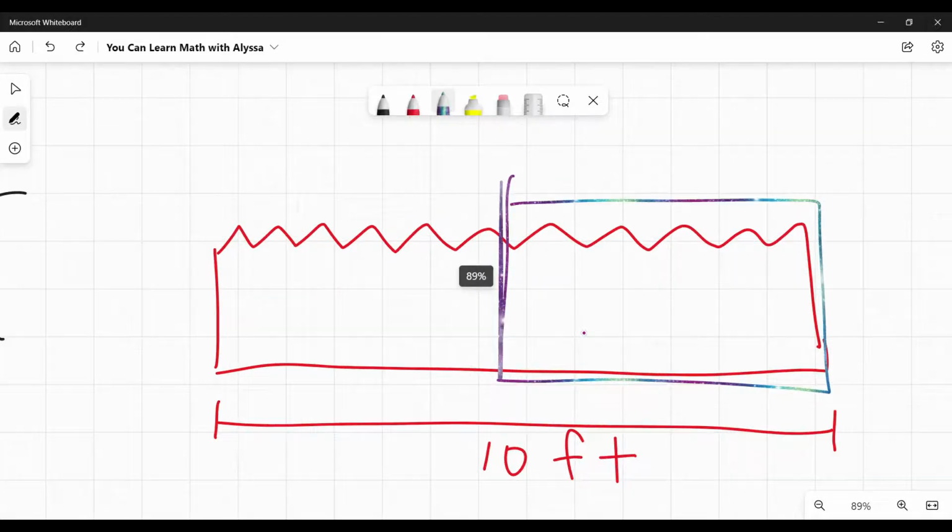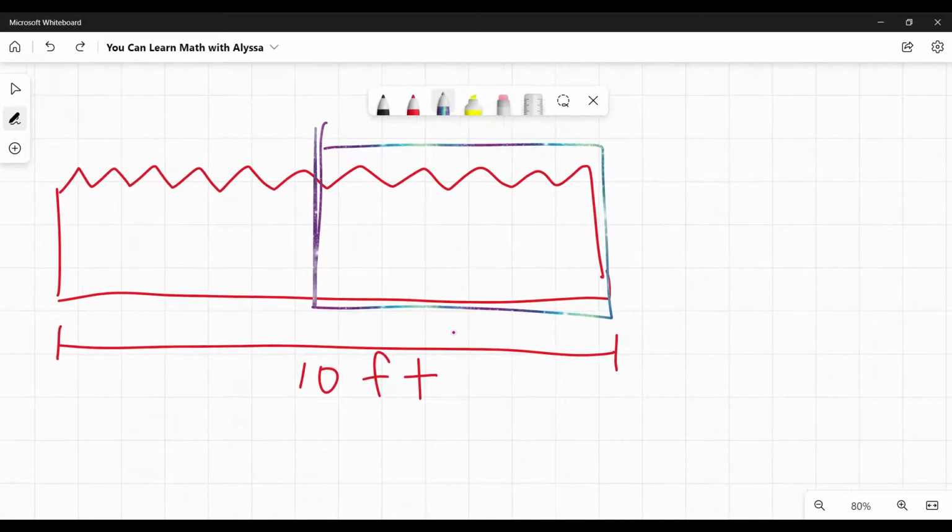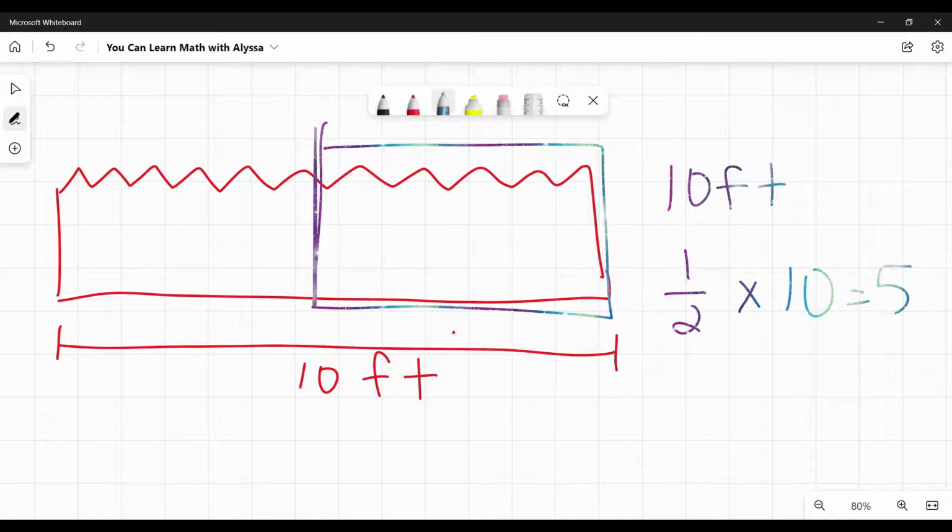The whole thing is 10 feet long and you need half of it. So how much do I need? I need half of 10 feet. Half times 10 is 5. So I need 5 feet of fence. That's how long the fencing needs to be.